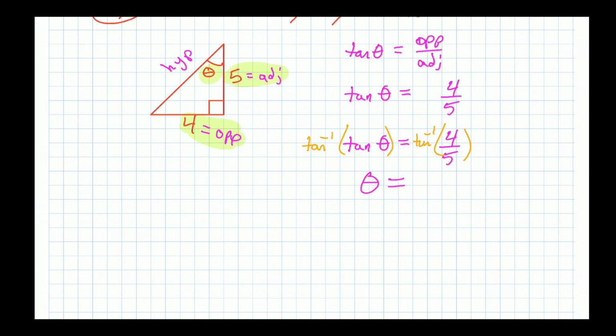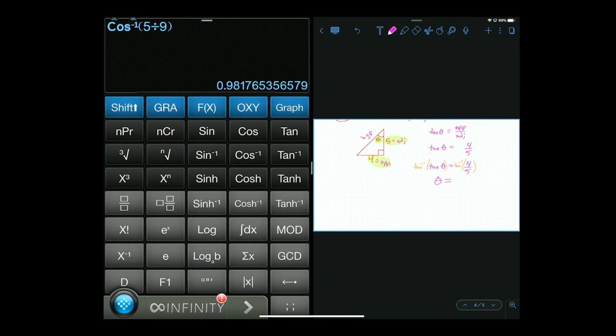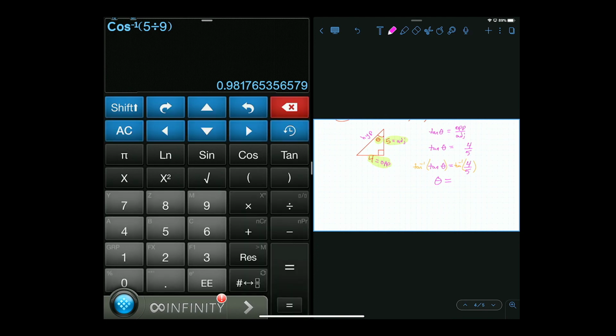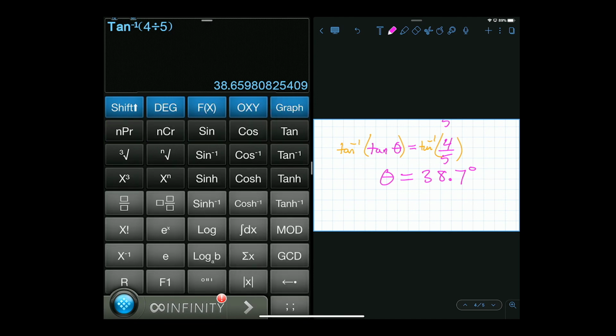What's the difference from last time? Degree mode, right? So we switch over here, switch into degree mode. Clear, clear, clear. We need simply tangent inverse of 4 over 5. It is 38.7 degrees, because we have to round to the nearest tenth, so the 6 goes up to a 7. And that's it.